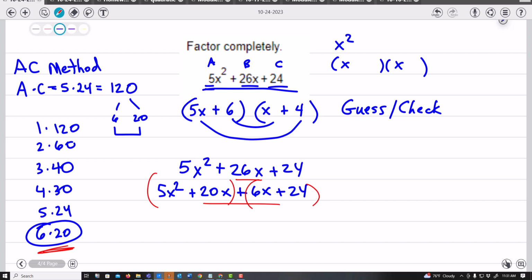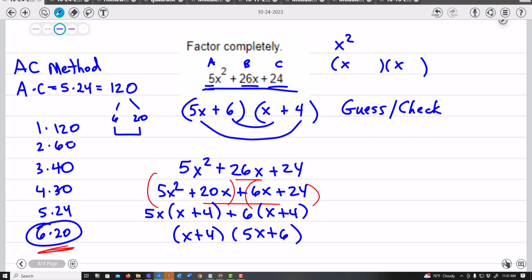So remember the grouping video? And so I could pull out a 5x, that leaves me with x plus 4. And here I could pull out a 6, and that would leave me x plus 4 with my grouping. And x plus 4 times 5x plus 6. And as you see, I get the same answer.